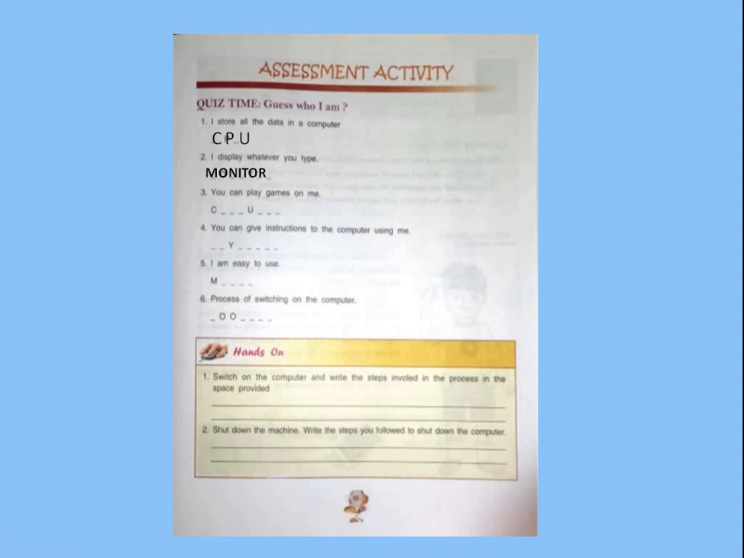Third, you can play games on me. Where do you play the games? On computer. Next, you can give instructions to the computer using me. We use the keyboard. Keyboard is used to give instructions to the computer. Next, I am easy to use. Which device is very easy to use? Mouse.